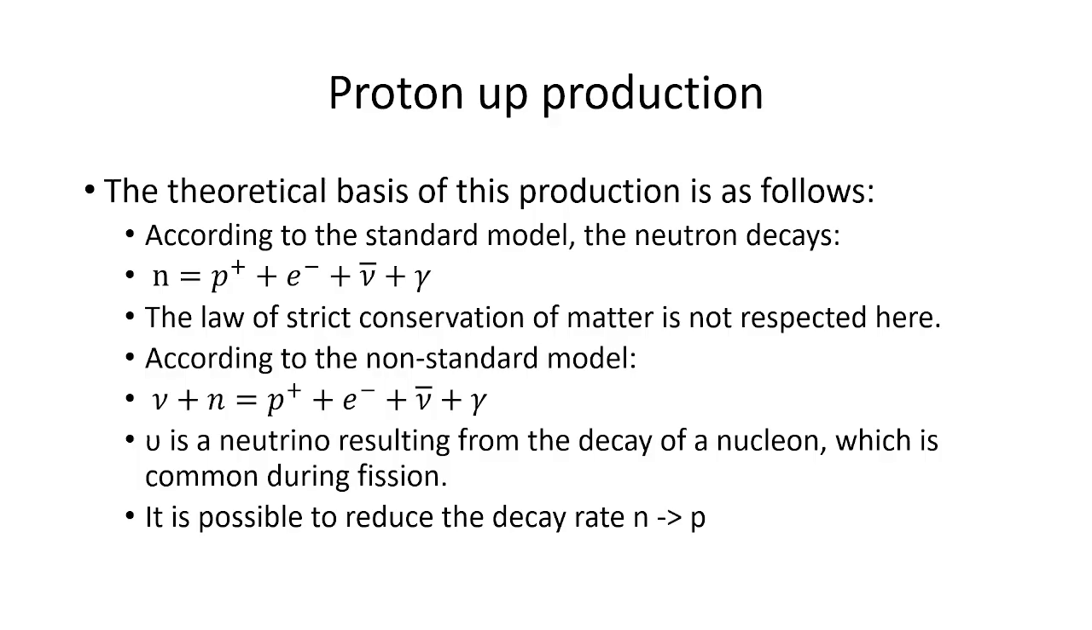According to the non-standard model, neutrino plus neutron gives proton plus electron plus anti-neutrino plus gamma. Nu is a neutrino resulting from the decay of a nucleon, which is common during fission. It is possible to reduce the decay rate and it becomes proton.